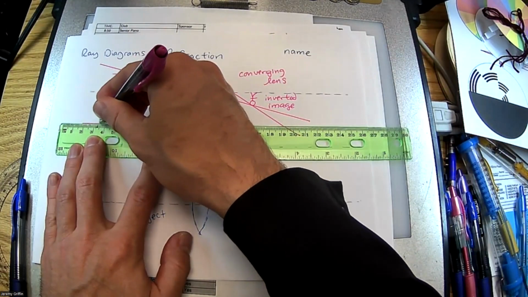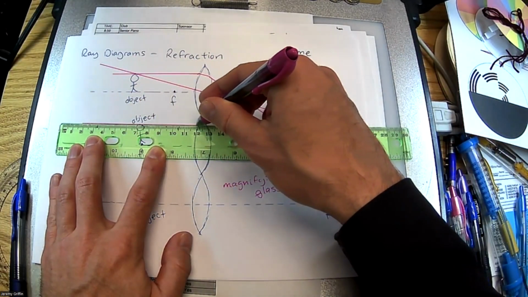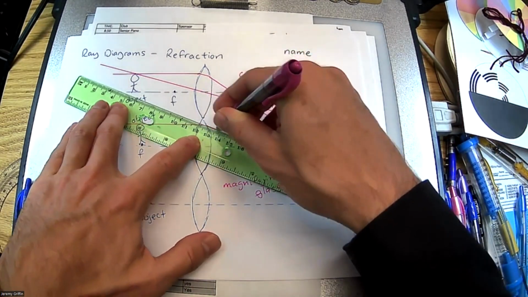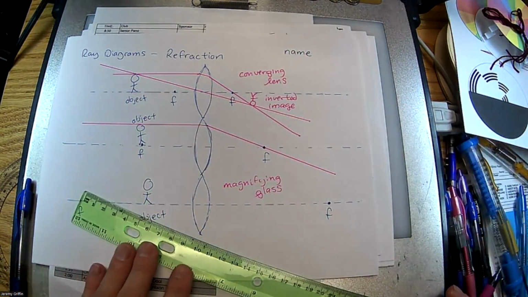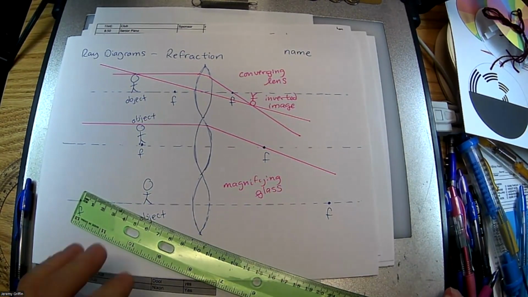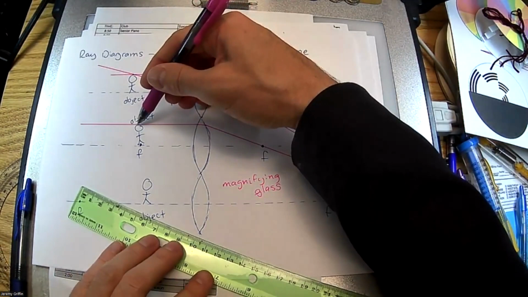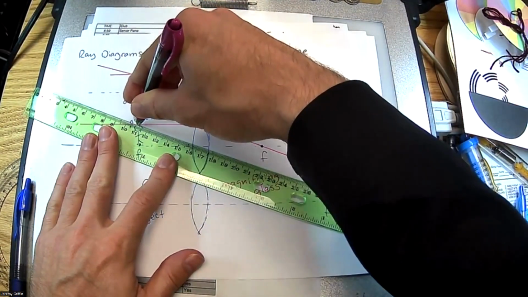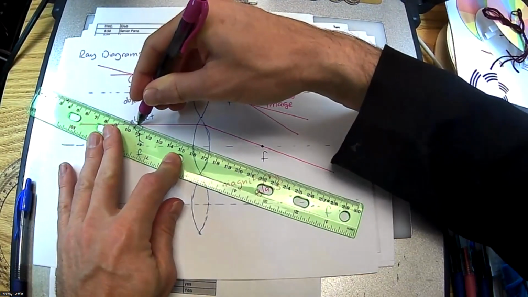Let's have a ray of light going parallel to the ground across the top of his head. That's going to refract right, straight through this focal point. Zip. Right there. Good so far. Kind of what we did before. And then let's go back to the top of his head and go through the center of the lens first. That'll just be a straight line.